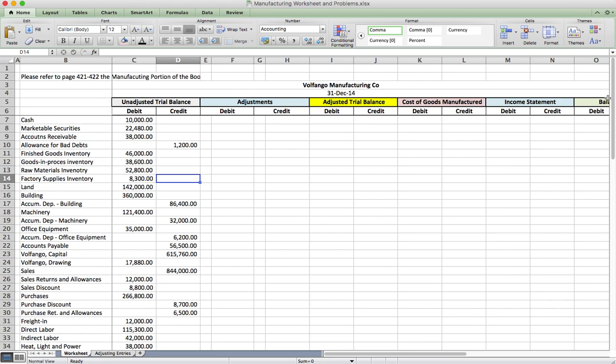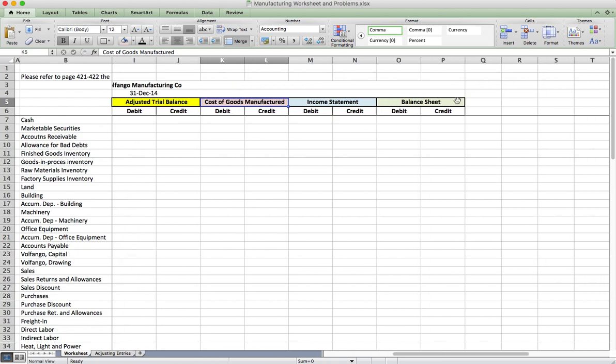So, we have here a pre-formatted worksheet. Kaya lang, pag kasi sa manufacturing, may nadagdag na cost of goods manufactured. Kasi dito natin ilalagay yung mga i-close nating accounts in order for us to get the cost of goods manufactured. Okay? But the pre-formatted worksheet is first two columns, unadjusted trial balance. Next, adjustments, debit, credit. And then adjusted trial balance, debit, credit. And then income statement, debit, credit. And balance sheet, debit, credit.